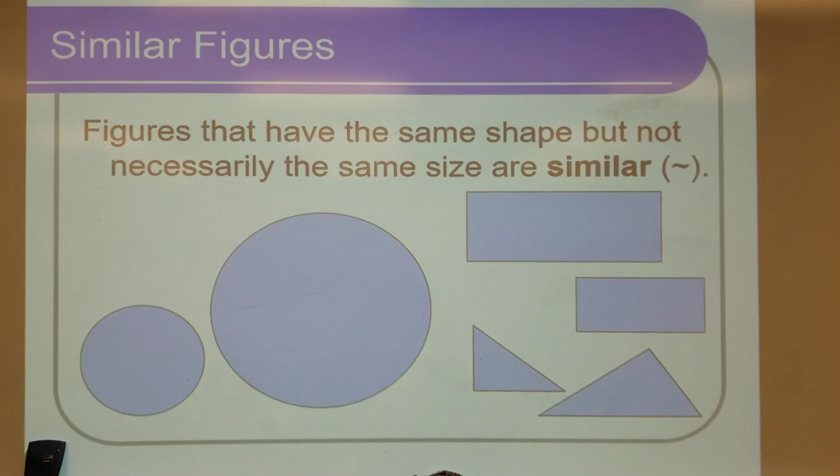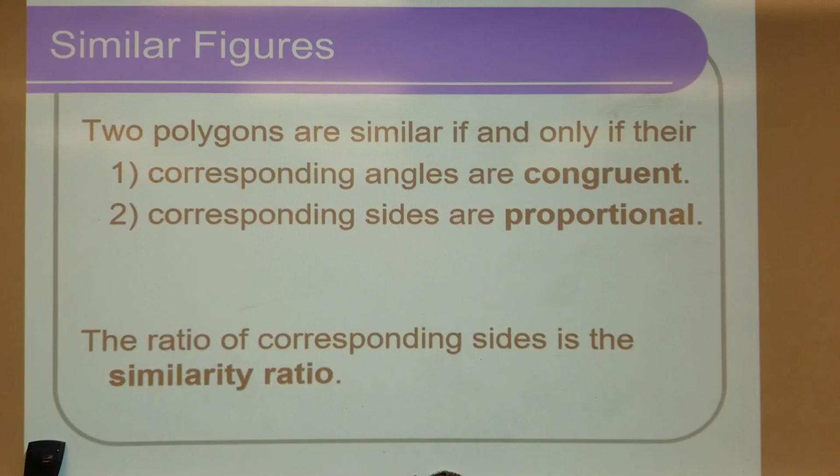Similar figures are just those that have the same shape but are not necessarily the same size. What we mean by that is not to say that all rectangles are similar and all triangles are similar, but there's a little more nuance to it than that, and we want to make sure that we investigate that fully. Polygons are similar if their corresponding angles are congruent and if their corresponding sides are proportional.